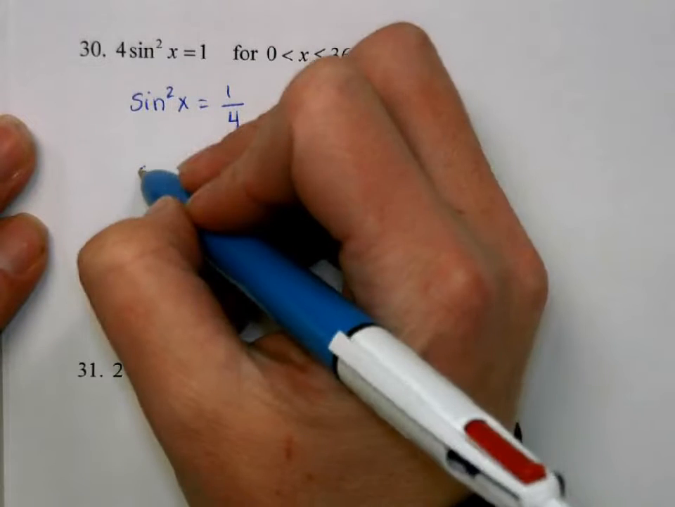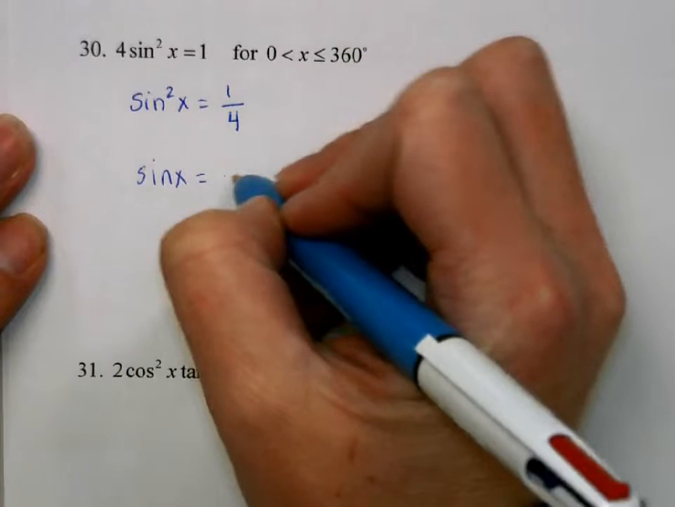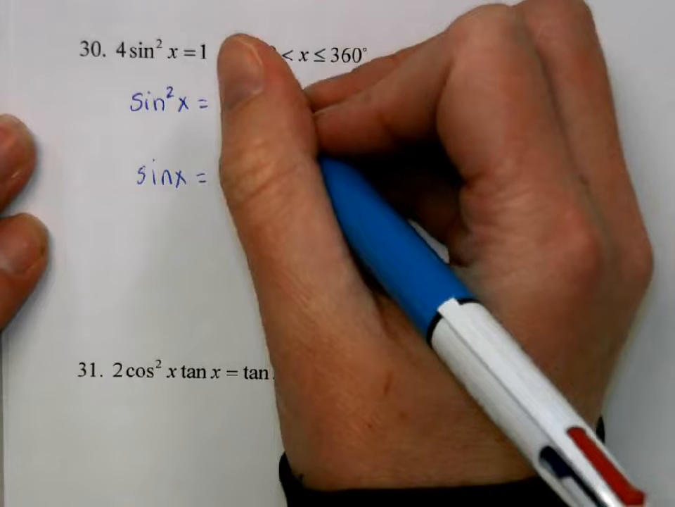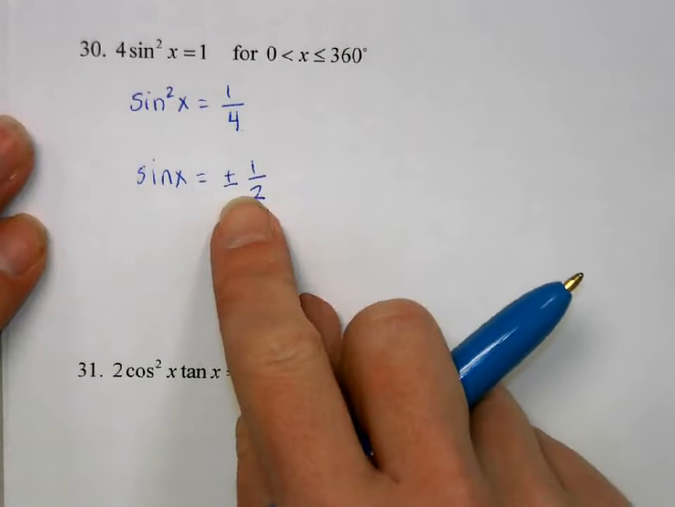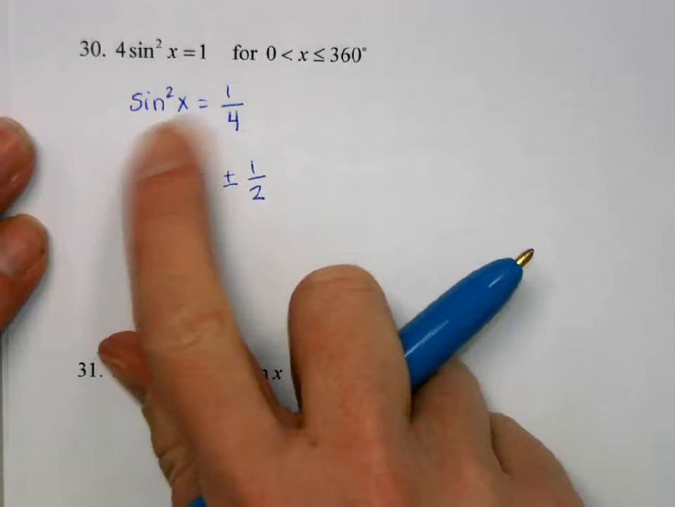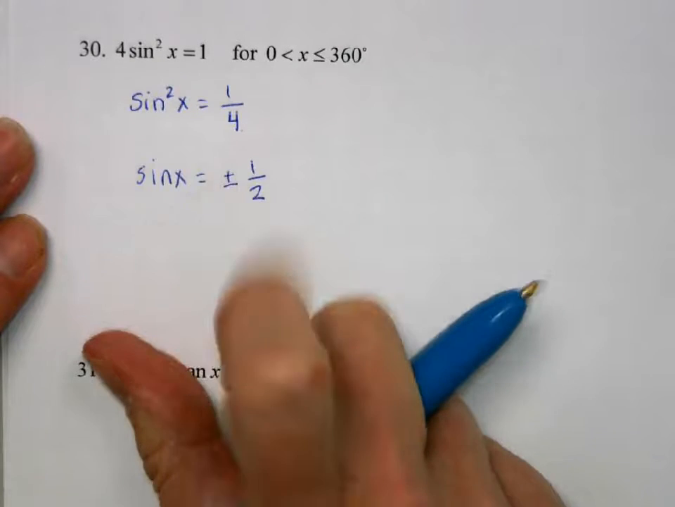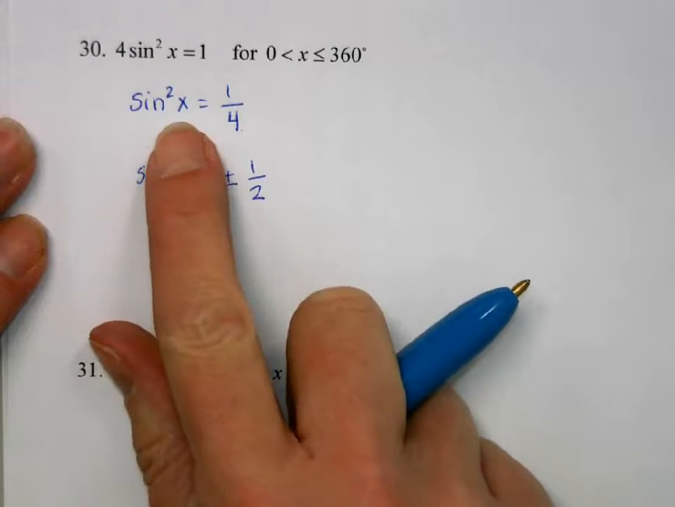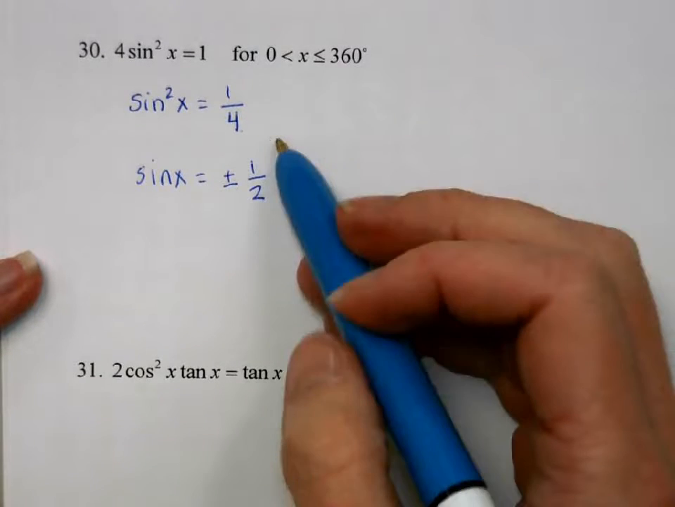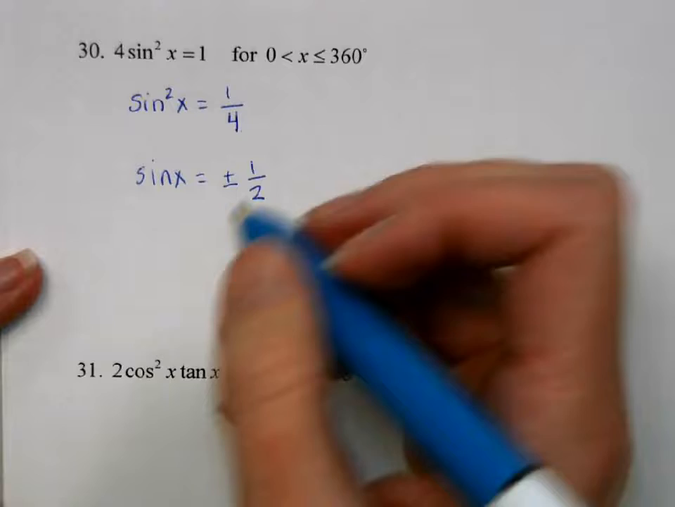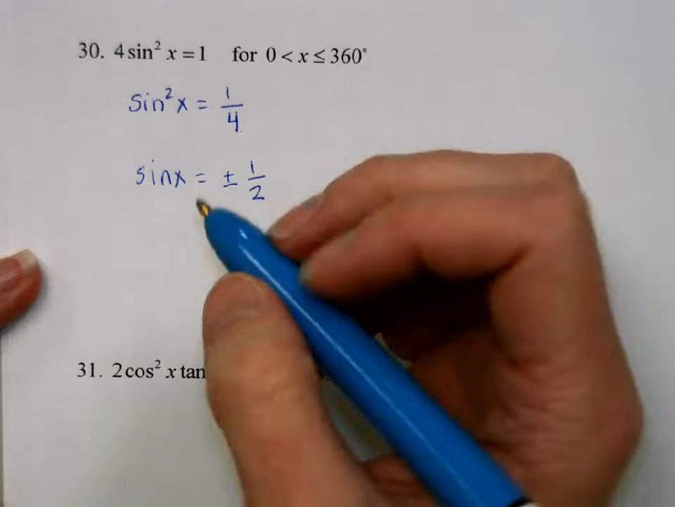Just don't forget the plus and minus. Because if it's 1/2 and we square it, we get 1/4. If we have a -1/2, we square it, we get 1/4. So between 0 and 360, we're looking for positive 1/2 or negative 1/2 for our y values. So that will be at 30, 150, 210, and 330.